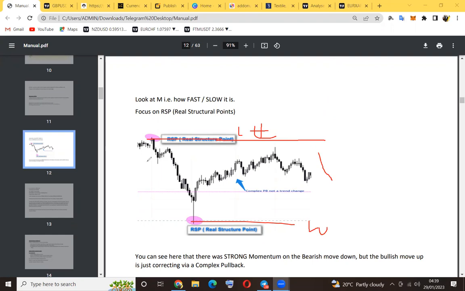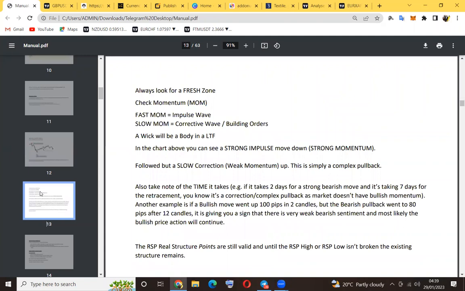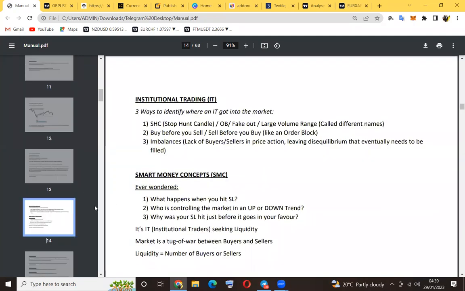So the real structural points need to be broken for the state of a market to change. So it's quite important. Here we have a very pure impulsive movement with momentum and a complex pullback that is a retracement, but our market direction is still to the downside. Beautiful. So, I've passed this slide.